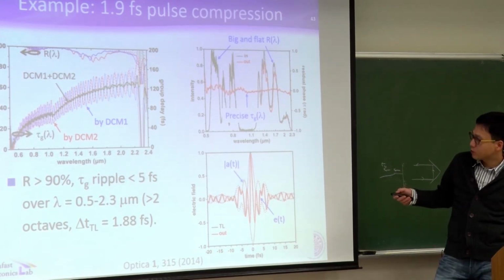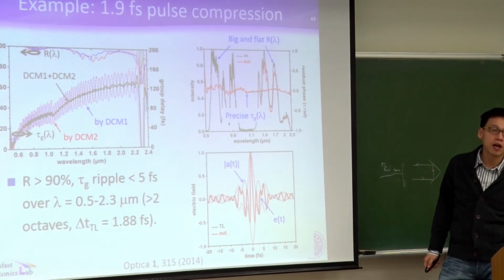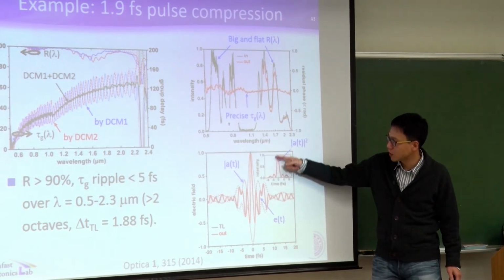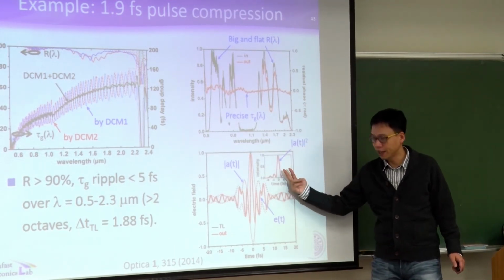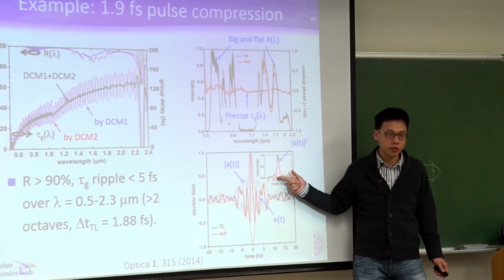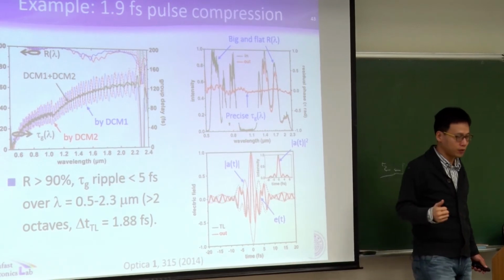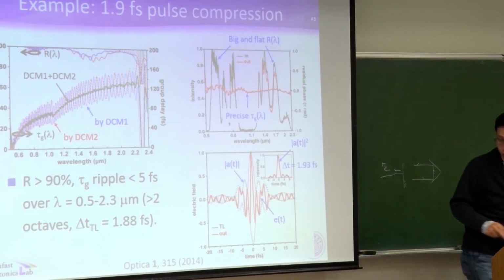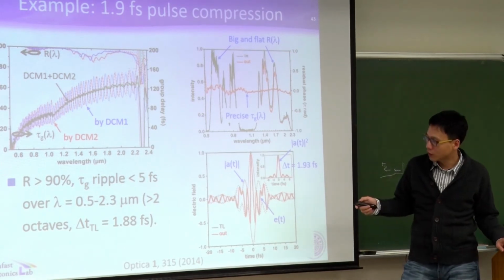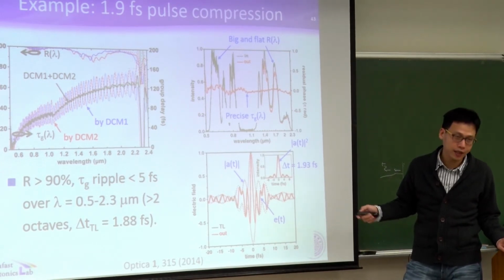The dashed curve means the absolute value of your temporal envelope function. And if you plot the temporal intensity function, you got this. Again, two curves: ideal transform-limited, and measured. They almost overlap with each other. Pulse duration now is 1.93 femtoseconds. The transform limit is here, 1.88 femtoseconds.